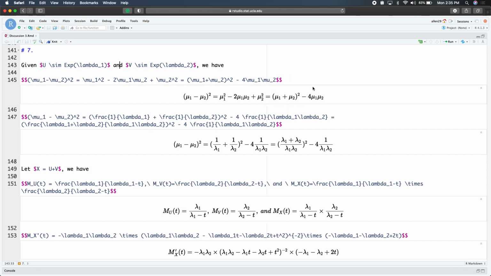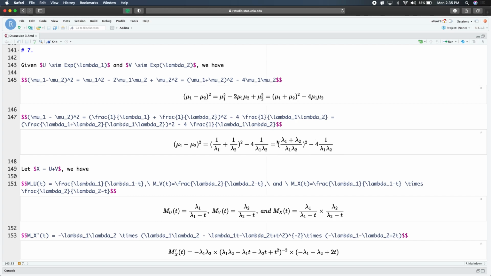So this is my construction, and then I plug in the parameters. So mu1 for the exponential distribution is 1 over lambda 1. Mu2, the expected value for the exponential distribution, is 1 over lambda 2. And then I just plug in the corresponding terms in terms of lambda 1 and lambda 2 to rewrite this (mu1 minus mu2) square, and it results in this form.